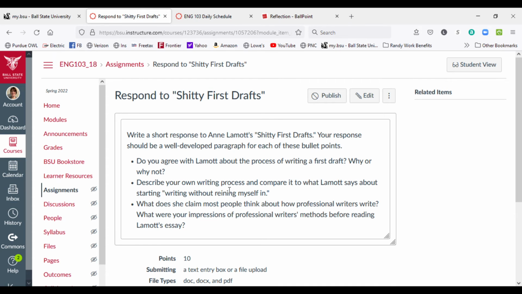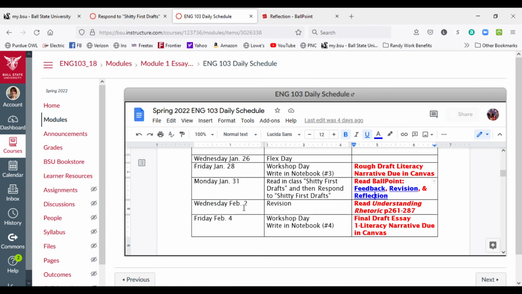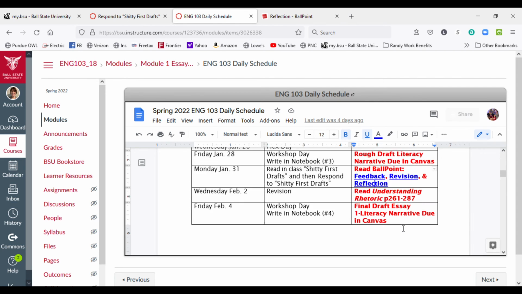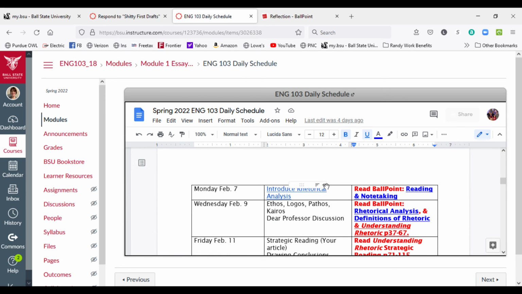Okay, that's all I've got to do today. For Wednesday, make sure that you read Understanding Rhetoric, pages 261 through 287. Okay, and then Friday we're just going to have a workshop day, finish up our final drafts, do those revisions, and write in our notebook, and that's it. There's no reading due for Friday. And then we go on to the rhetorical analysis.